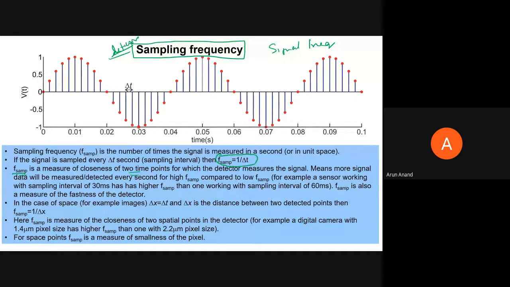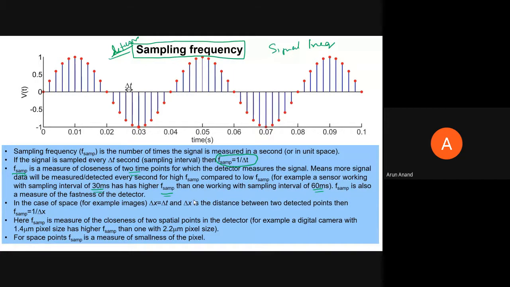The higher the sampling frequency, the more signal data you are measuring. So the signal content will be more if your sampling frequency is high. For example, a sensor working at a sampling interval of 30 milliseconds has a higher sampling frequency compared to one at 60 milliseconds. A detector working at a sampling interval of 60 milliseconds will have half the sampling frequency compared to a detector working with a sampling interval of 30 milliseconds. The same thing is valid for your cameras also.